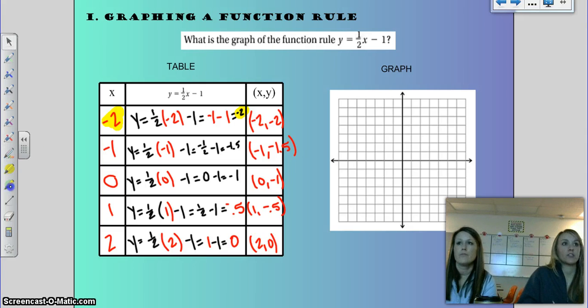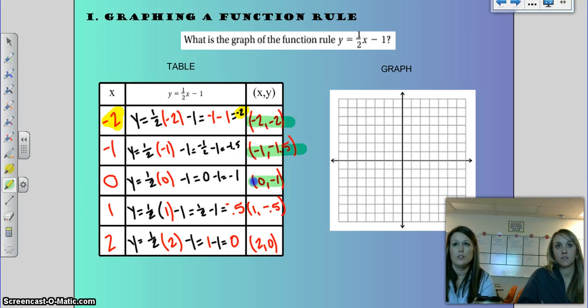So now, what do I do, Rich? Well, now you're just going to plot these points. So I'm done with all this? You're done. I just need this x, y column. Yep, that's all we need.